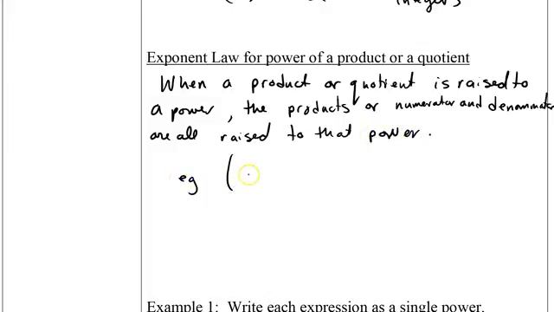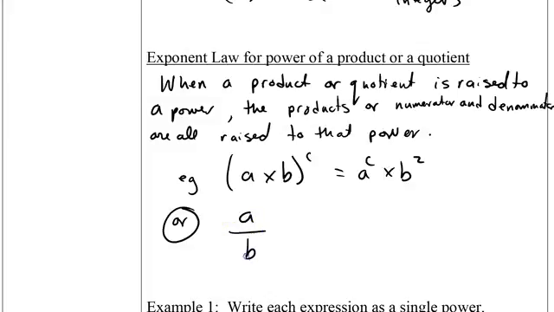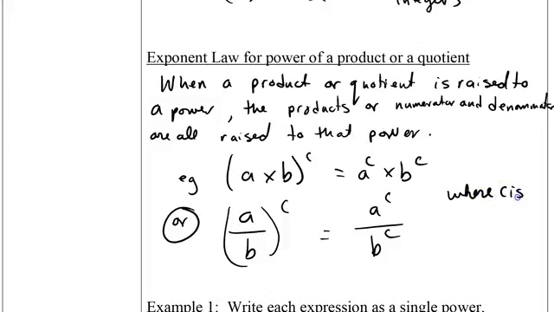Example: A times B to the C means that it's A to the C times B to the C, or A over B to the C is A to the C over B to the C. Oh, and I shouldn't say that this is squared. This should be to the C, where C is an integer. Alright, you can pause it here, take as long as you want to write that out.